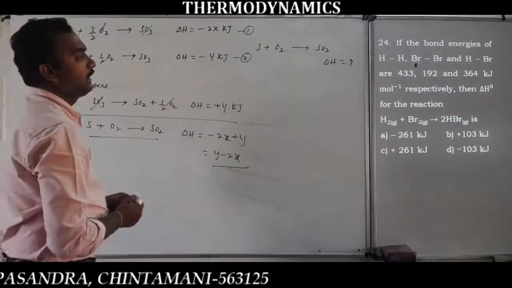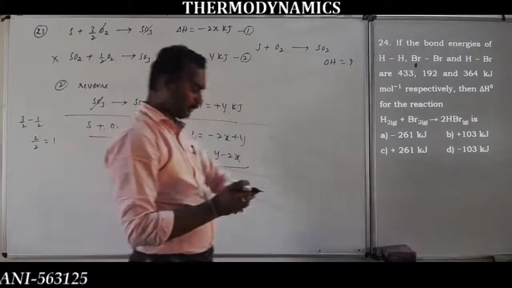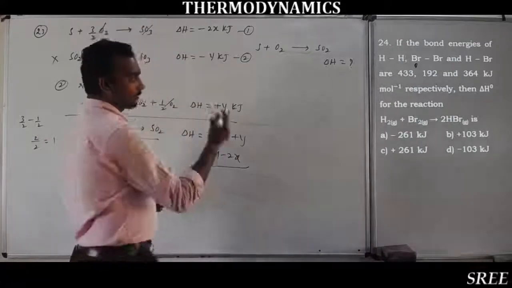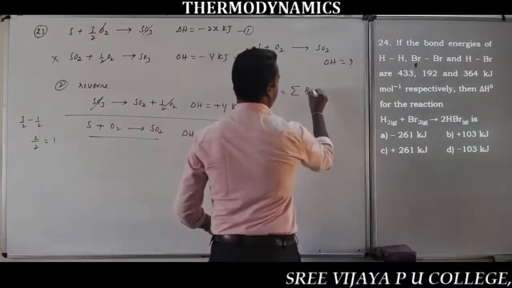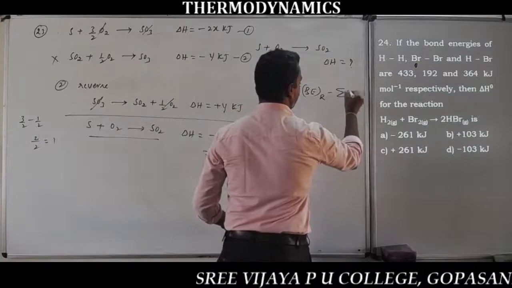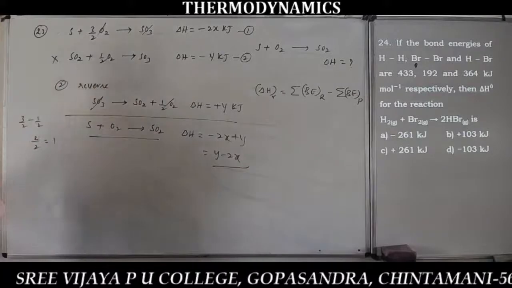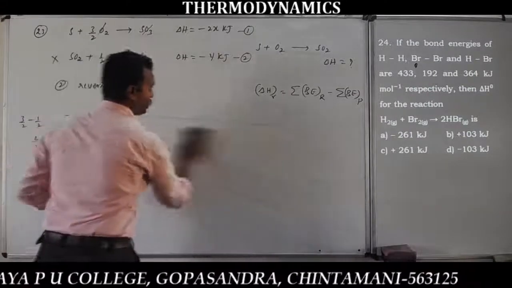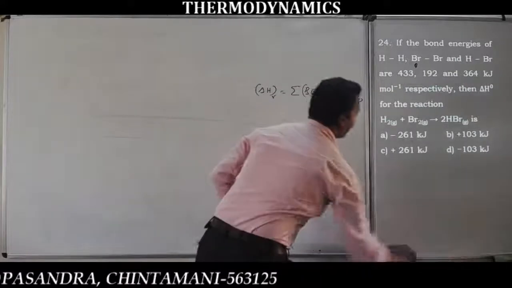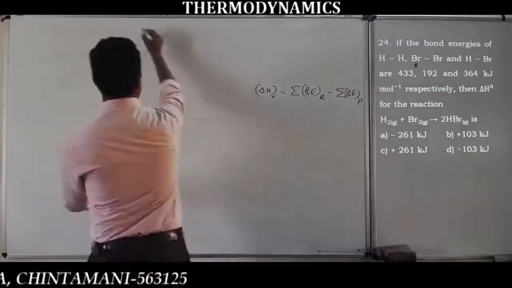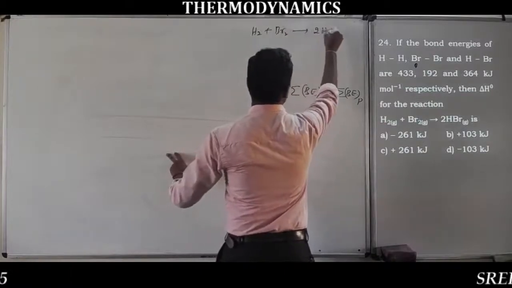Next, question 24. If the bond energies of H-H, Br-Br, and H-Br are 433, 192, and 364 kilojoule per mole respectively, the delta H for the reaction is? When bond enthalpy is given, delta H of reaction is equal to the summation of bond enthalpy of reactants minus the summation of bond enthalpy of products. It is easy. Look at the equation: hydrogen plus bromine combine to form HBr, that is H2 plus Br2 converted into 2HBr.